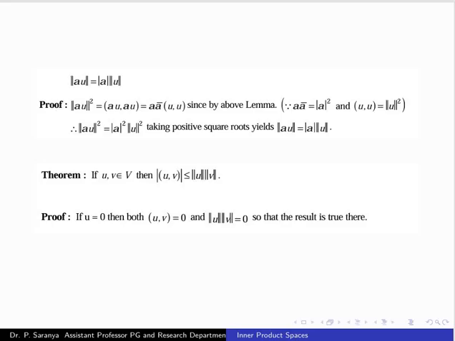And next we see another theorem. If u, v belong to V, then the modulus of the inner product of (u, v) is less than or equal to norm u times norm v. Proof. If u equals 0, then both the inner product of (u, v) equals 0 and norm u times norm v equals 0, so the result is true here.